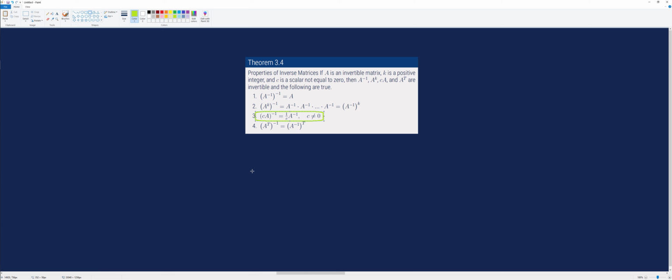Here we have another property: the inverse of the product of the scalar C and matrix A is equal to the reciprocal of the scalar C times the inverse of matrix A, where C should not be equal to 0 for this to exist. And finally, the transpose of A inverse is equal to the inverse of the transpose of A. It is important to take note of this because if you encounter complex operations, properties are useful.